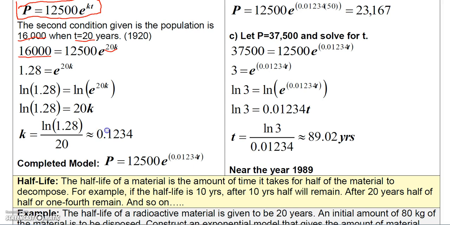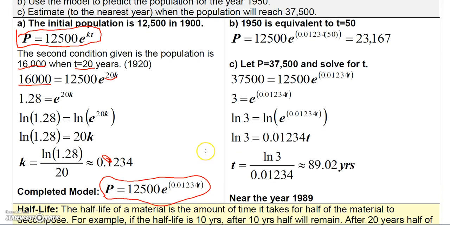And actually there should be another 0 there. So that should be 0.01234 approximately. So it's correct here. Once you put k into the model that we had up here, you'll get 12,500 e to the 0.01234t. And so there's your model.